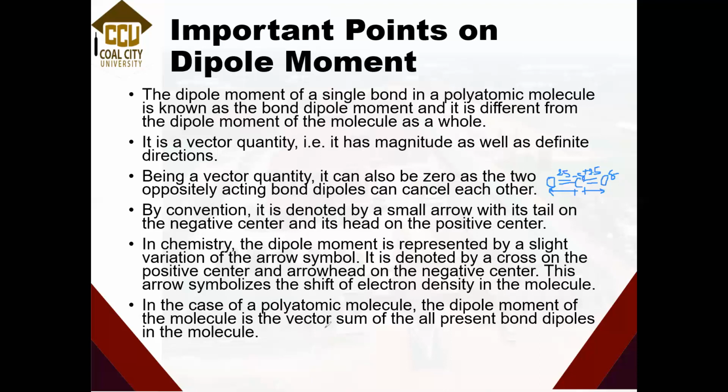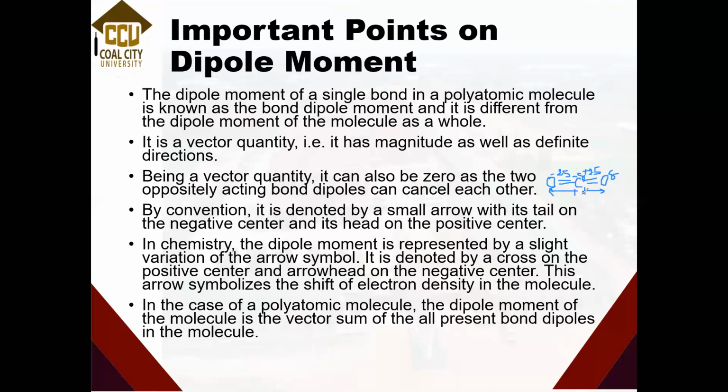In case of polyatomic molecules, the dipole moment of the molecule is the vector sum of all present bond dipole moments. You see here now, I told you, after knowing that the bond dipole moment here is 2.5 and the one here is plus 2.5, how do I know the net dipole moment? That means the molecular dipole moment. All I need to do is to do a vector sum, that is 2 plus 2.5.